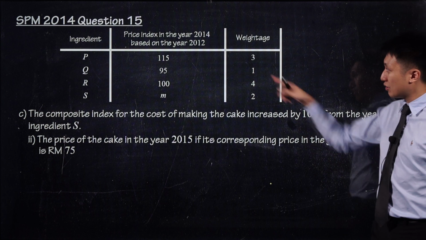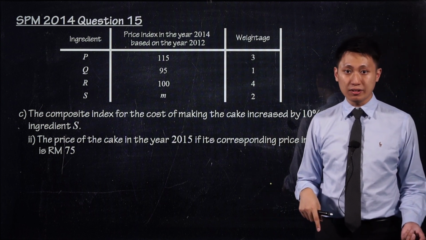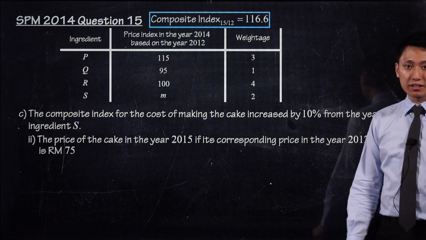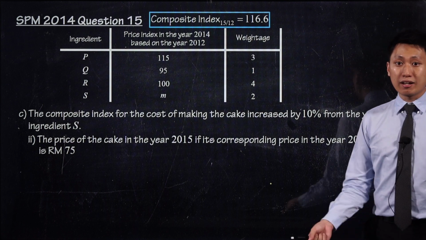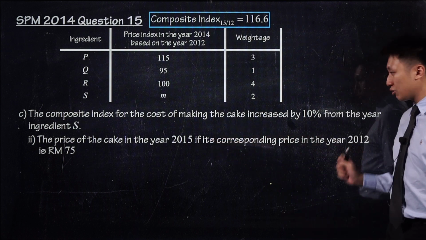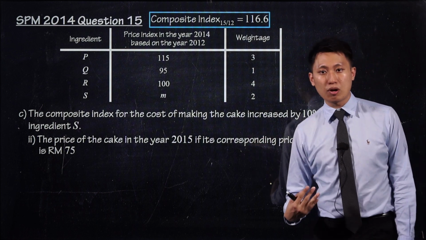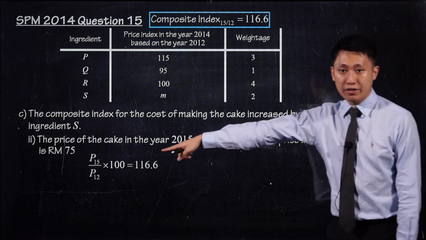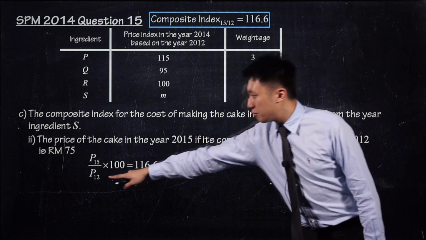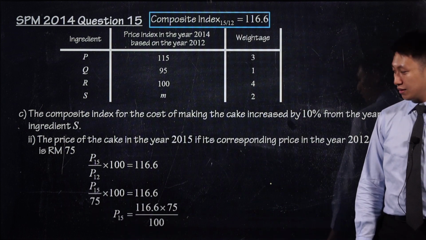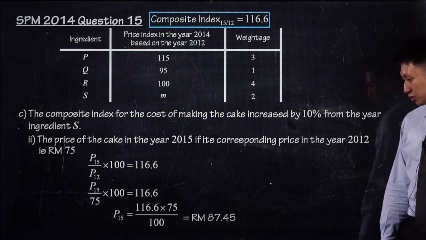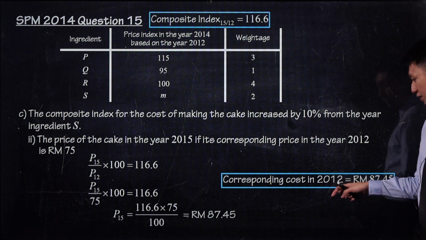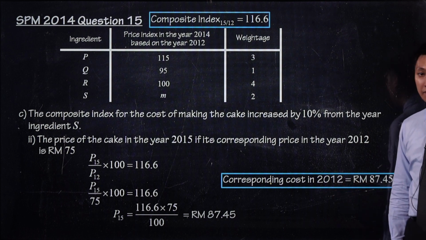Okay, what you want here? 2015, 2012 is not given here. It was the thing that you found just now. Hence, now you gotta pull this out. 116.6. You're going to use this. Then write down the formula as you know. 2015, 2012, so write 2015 on top and 2012 below. Multiply by 100, so you get 116.6. And just plug in whatever you have, which is in the year 2012. Below, you can substitute 75. Okay, so you got all this, which is equals to 87.45. Okay, so answer, corresponding cost in 2012 is RM 87.45.